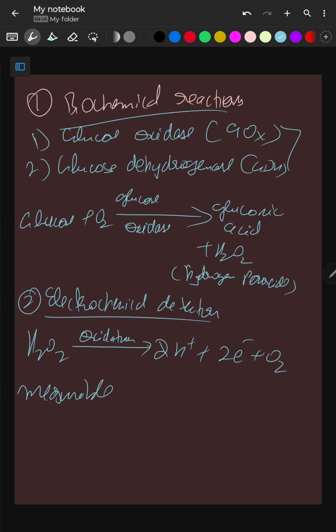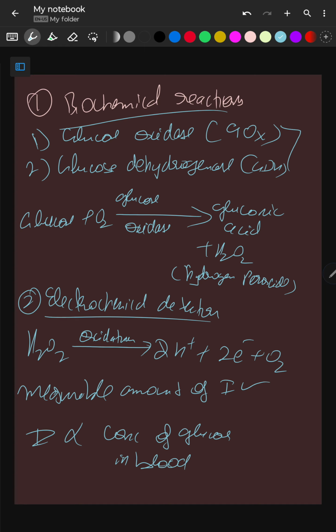Measurable amount of current is generated. The amount of current is directly proportional to the concentration of glucose in blood. So if there is more glucose concentration in your blood, then more current will be generated. If the concentration of glucose is less in your blood, then less current will be generated.